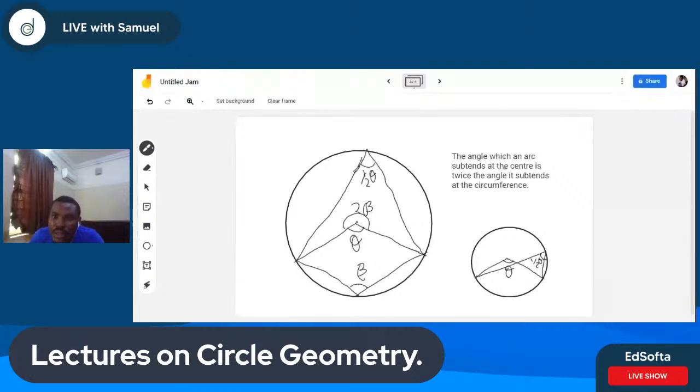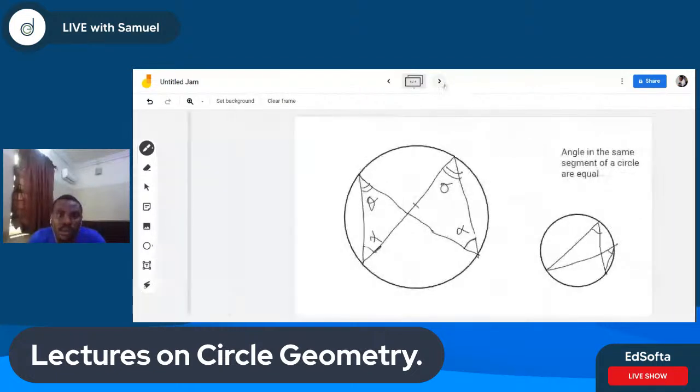See the angle which an arc subtends, so that's this angle. At the center, that's this angle, is twice its subtense at the circumference. So this also goes to the circumference and the subtense is twice. So it does not necessarily have to always look like this. It can look like this, but the theorem still stands, as long as the fundamentals of what the theorem is saying stand.